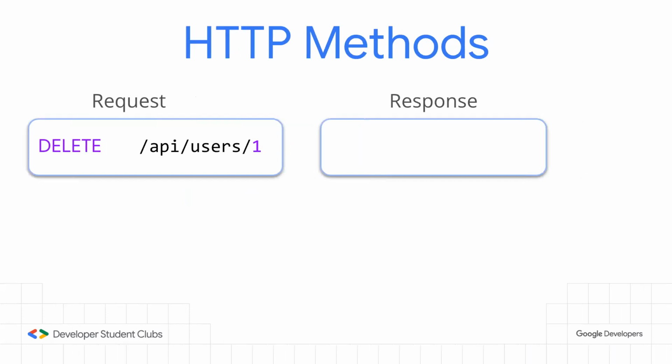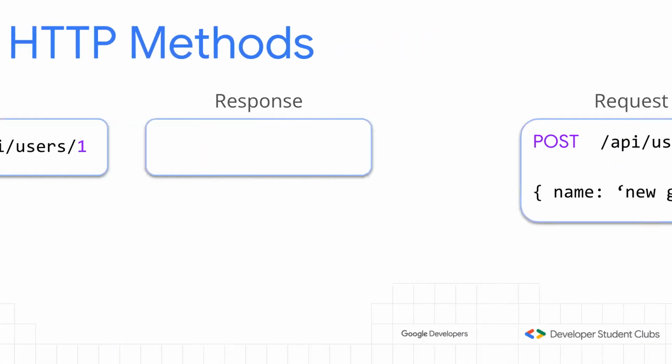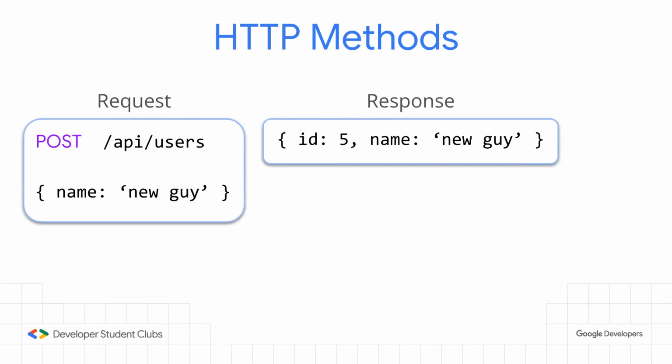Moving on, we have DELETE. Delete is very simple. Just delete that specific user. Usually it doesn't merit a response with anything, or sometimes it's deleted true or false. And then POST is for creating new users. So we can just say POST to the general users URI with the data for the new user that we want. And the response would look like this.